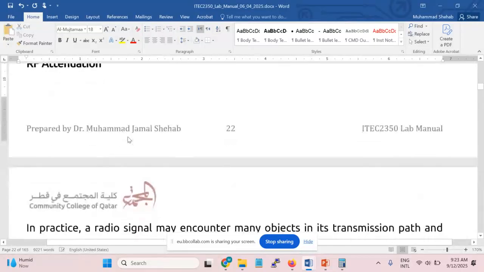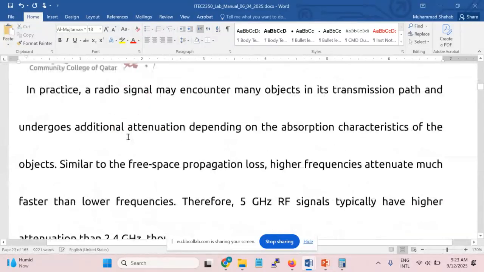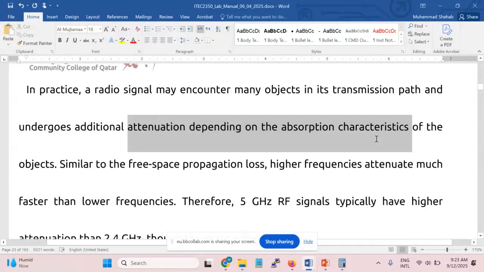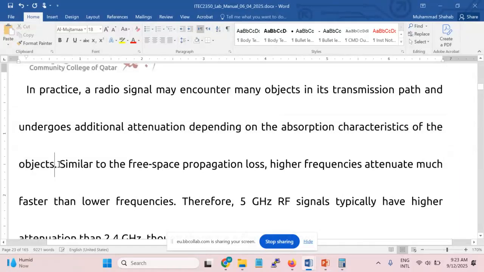So, what is attenuation? Radio frequency attenuation. In practice, a radio signal may encounter many objects in its transmission path. Usually, it encounters many objects, many obstacles. And even if it is in free space where I have no obstacles, it undergoes attenuation depending on the absorption characteristic of the objects. The signal will weaken over time before it reaches the receiver.